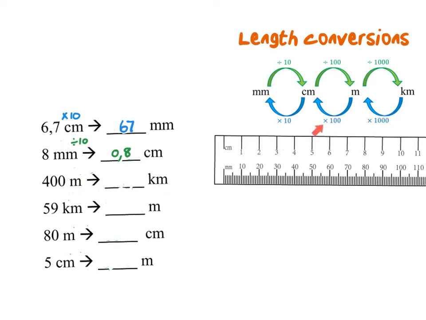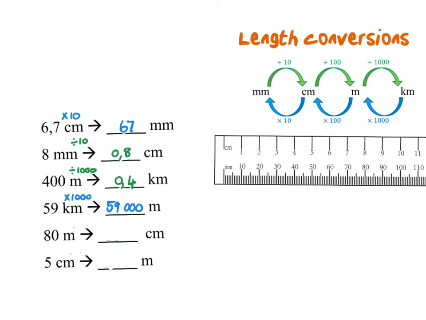Meters to kilometers, so from a smaller unit of measure to a bigger unit of measure, means I will need to divide. So here I'm going to divide by 1,000 because there are 1,000 meters in a kilometer, and that will give me 0,4. When I go from a bigger unit of measure, kilometers, to meters, I will multiply again. So here I'm going to multiply by 1,000, which will give me 59,000 meters in 59 kilometers.